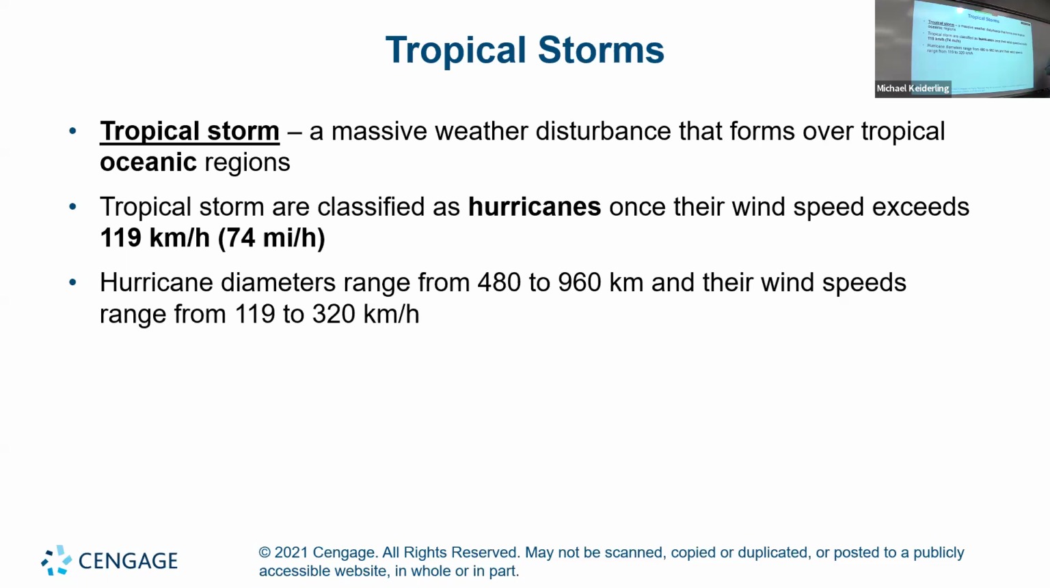Most of the tropical storms in the Pacific tend to be towards the western side of the Pacific, hitting mostly Asia. But there are a bunch of different names. So hurricanes. The diameters of hurricanes range from about 480 to 960 kilometers, and their wind speeds can range from 119 to 320 kilometers per hour. They are getting bigger and stronger recently because of the warming of the earth.